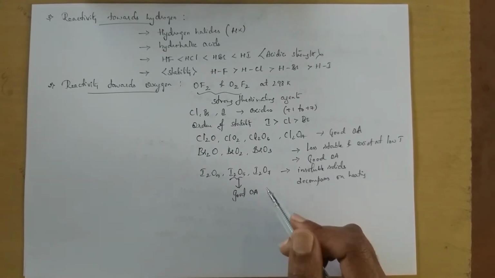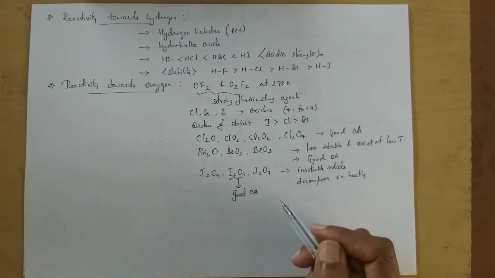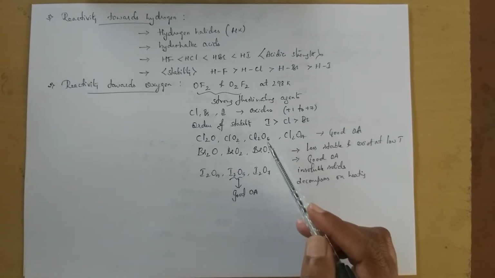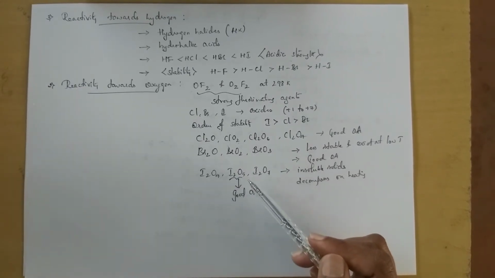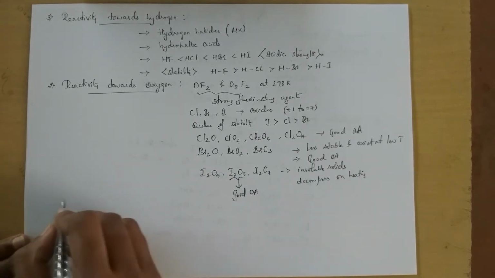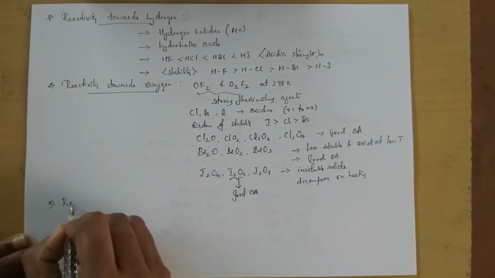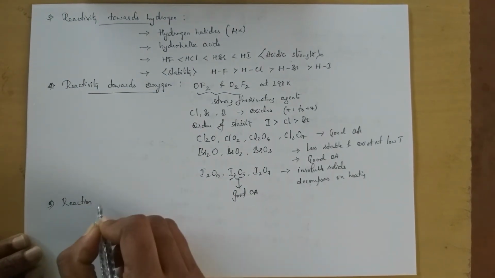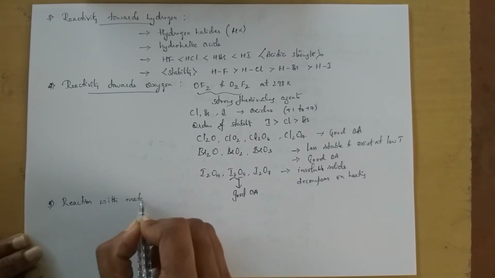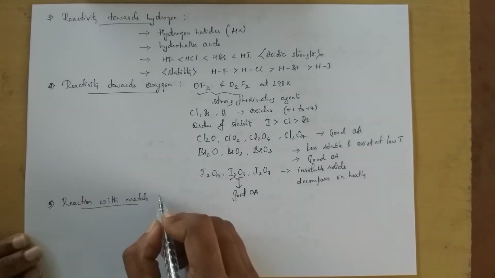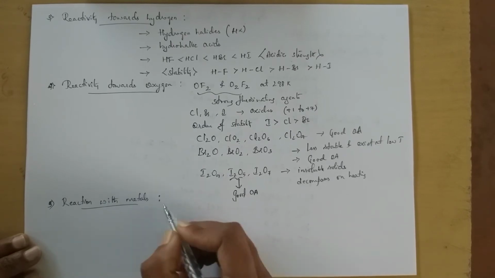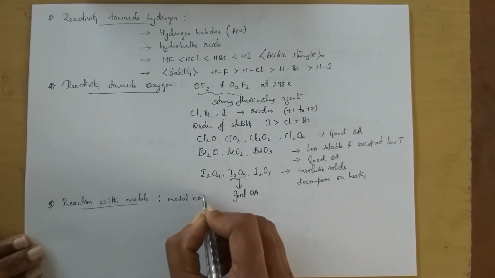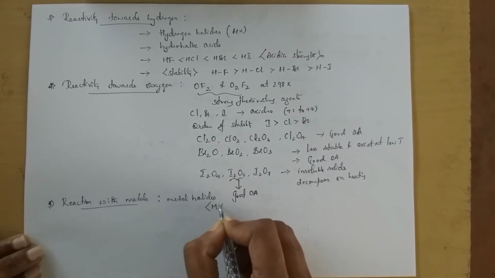So this is about the reactivity towards oxygen. Halogens react with oxygen to form the respective oxides. So the different oxides of chlorine, bromine and iodine are like this. Next we have reaction with metals. How these halogens react towards metals. Metals react with halogens to form the respective metal halides, and the general representation is MX.